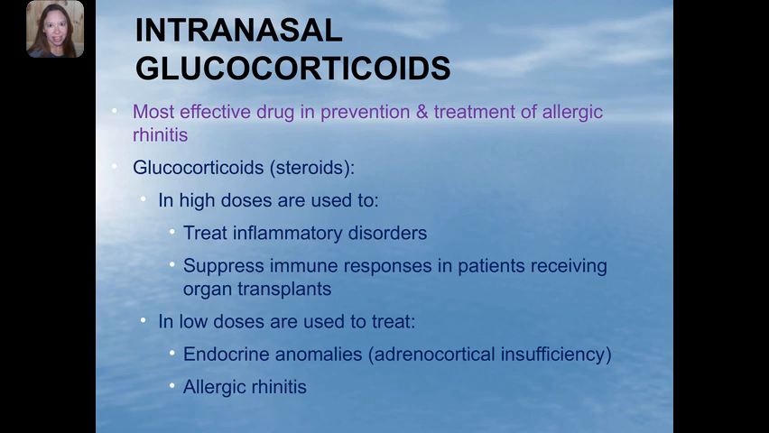Another time when we see low doses of glucocorticoids is going to be for endocrine anomalies such as adrenocortical insufficiency. We're going to talk more about that when we talk about the endocrine system. So this isn't going to be the last time you're hearing about glucocorticoids. We do have other conditions we can use the same class of medications to treat.